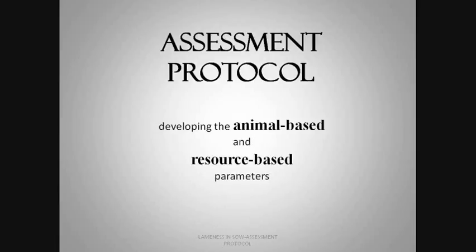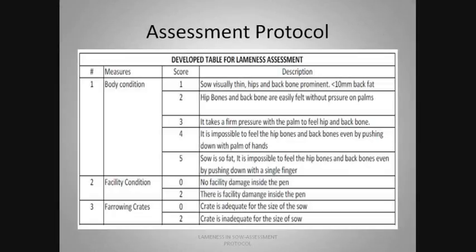and resource-based parameters. In our developed table for lameness assessment, our first measure is body condition. The score ranges from 1 to 5, 1 being visually thin, less than 10 mm back fat, to a sow that is so fat it is impossible to feel the hip bones. We then look at facility damage and facility condition. If there is no damage, score is 0, and if there is damage, score is 2.